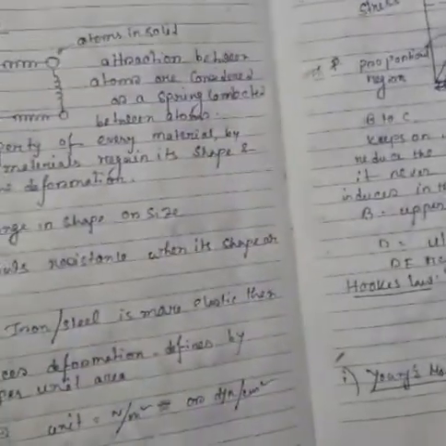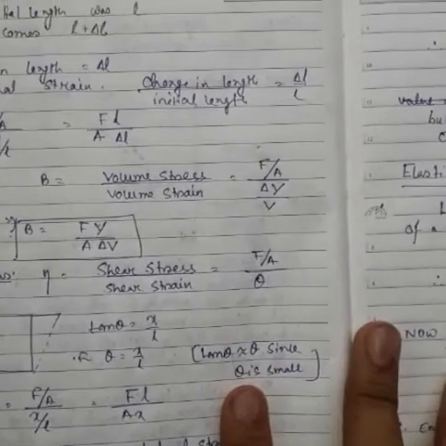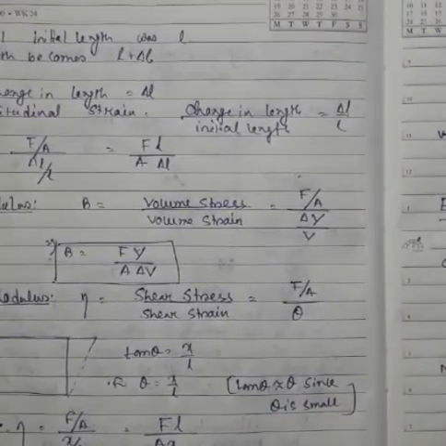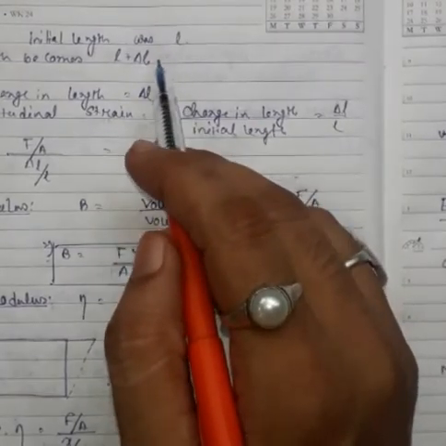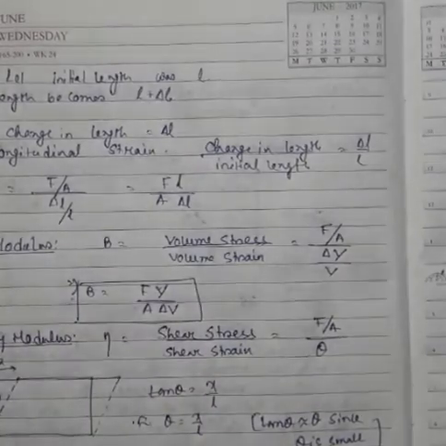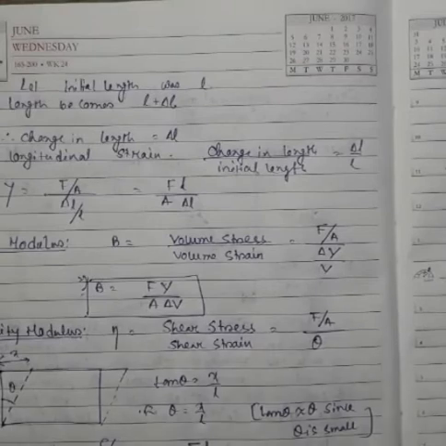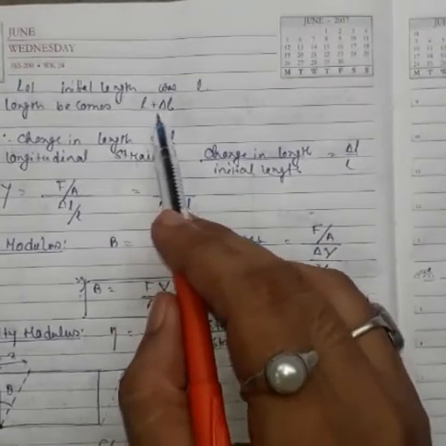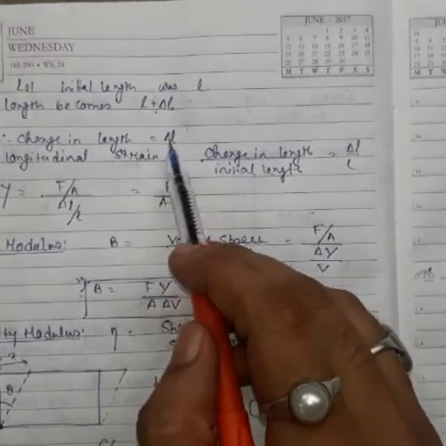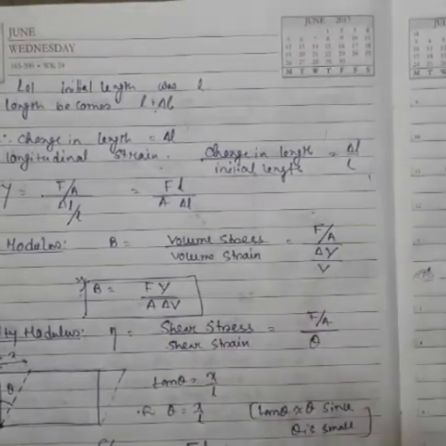Okay, now what is longitudinal strain? Longitudinal strain is the elongation of the object. Let the object have an initial length of small l, and due to application of force, its length has been increased and it becomes L plus delta L. So the change in length is delta L. The longitudinal strain is defined as the change in length divided by initial length.